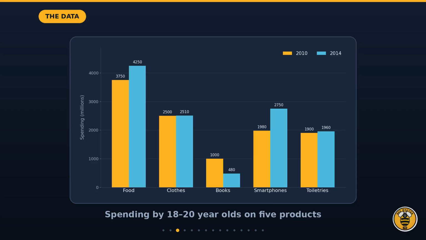And here is the chart. 5 product categories along the bottom. 2 bars for each one, amber for 2010, teal for 2014. Spending in millions runs up the side. Before you write a single word, spend 30 seconds just looking. Let your eye find the tallest bar, the shortest bar, and the pair with the biggest gap between them.